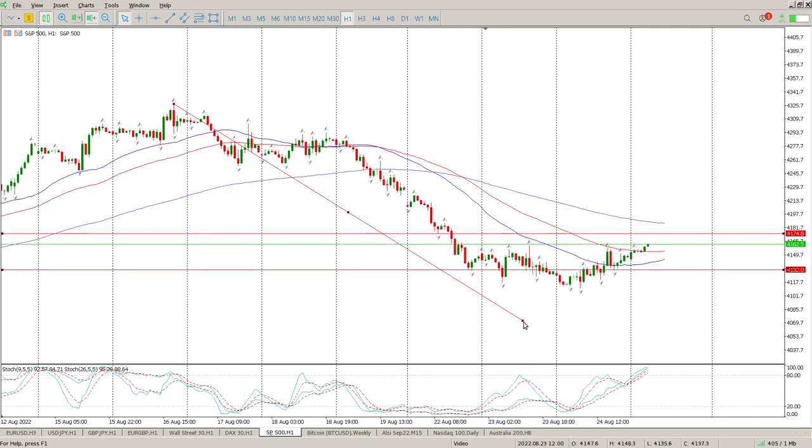So you should take the first two fractals. Now, you can see there's the first two fractals, one, two, broke up, found supports on it, and then went sideways. So that's the kind of price action you should be looking at.